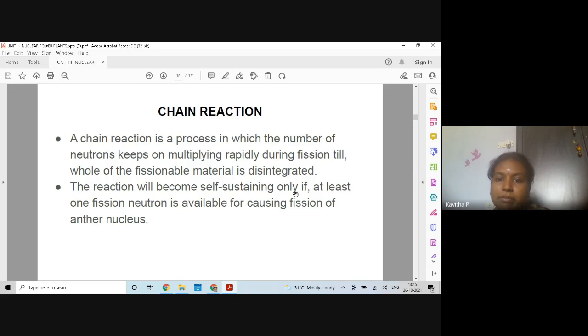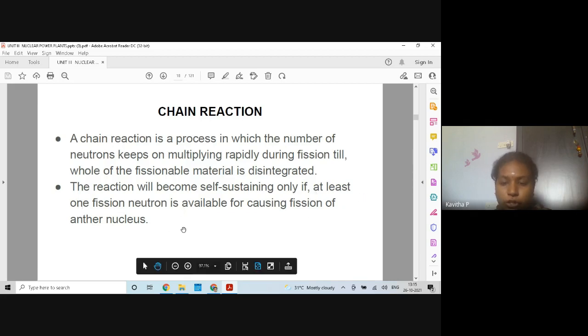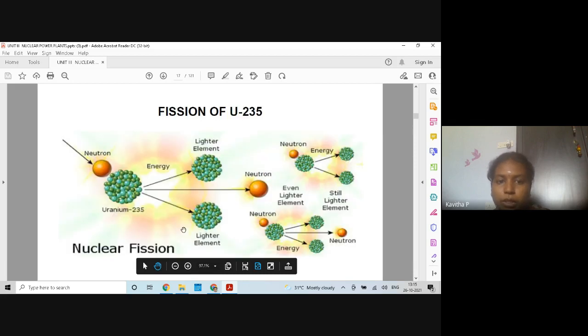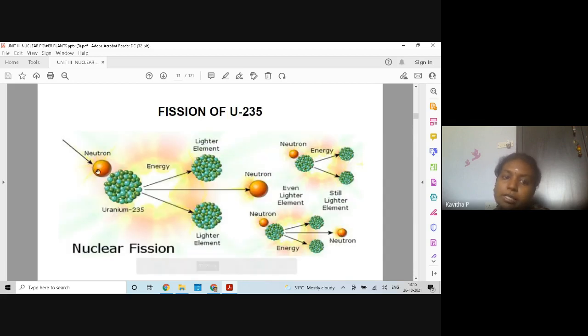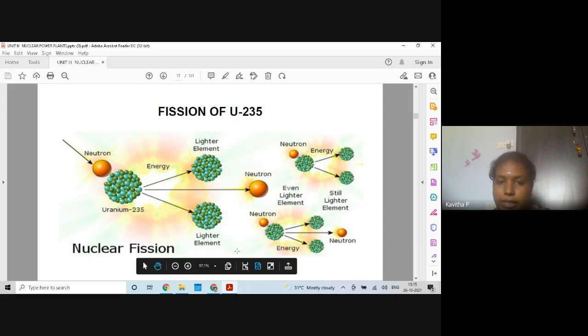The reaction will become self-sustaining only if at least one fission neutron is available for causing the fission of another nucleus. What it means is, when one neutron hits a uranium nucleus, it splits into two light nuclei and three neutrons are generated. Amongst the three generated neutrons, only one neutron is available to carry forward the chain reaction, and the remaining two neutrons are absorbed by the control rods. That is the purpose of control rods in nuclear power plants and nuclear reactors.